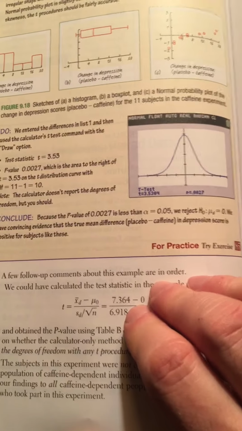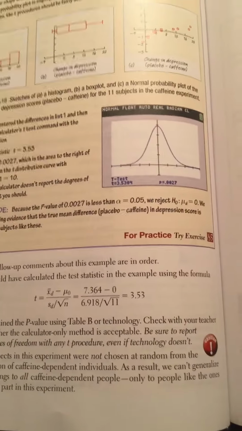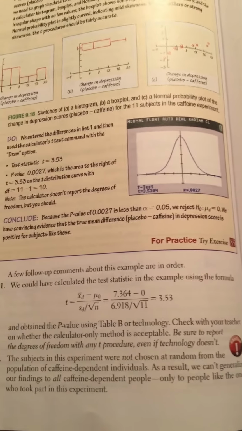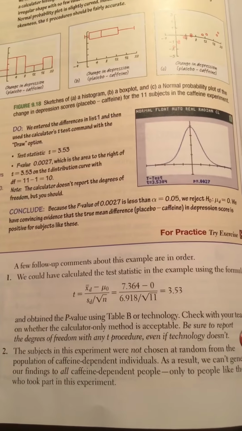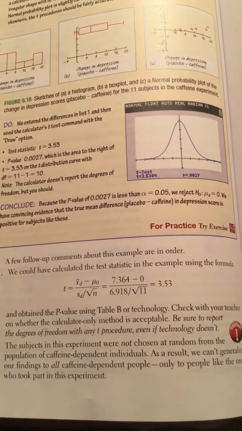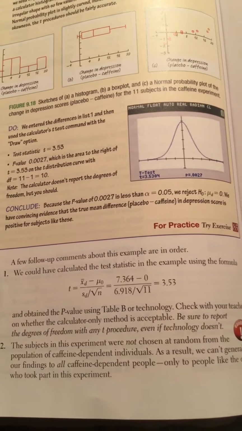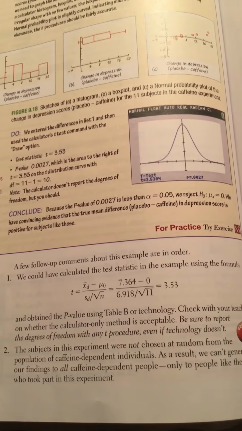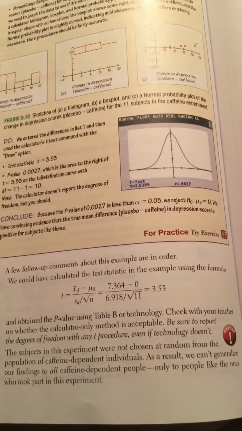What's the conclusion? The p-value of 0.0027 is less than 0.05, so we reject. We have convincing evidence that the true mean population is positive for subjects like this. In other words, we accept the null hypothesis.